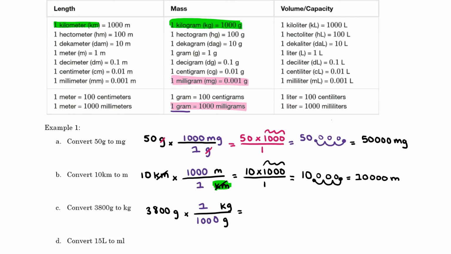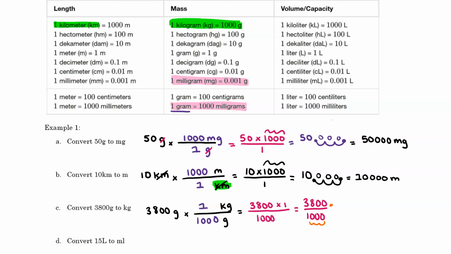3,800 times 1 divided by 1,000. So now 3,800 times 1 is just 3,800. So let's write that. 3,800 over 1,000. So now there are 3 zeros in 1,000. I'm dividing by 1,000, which means I have to take the decimal of 3,800 and move the decimal 3 places to the left.